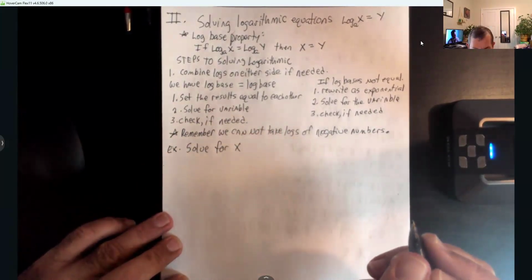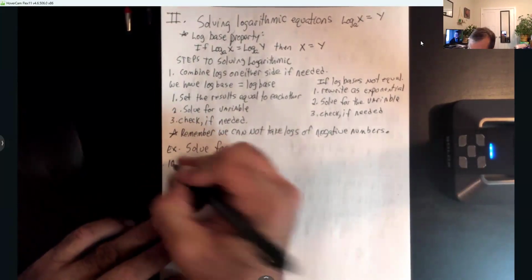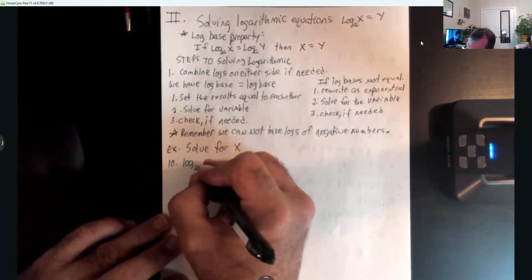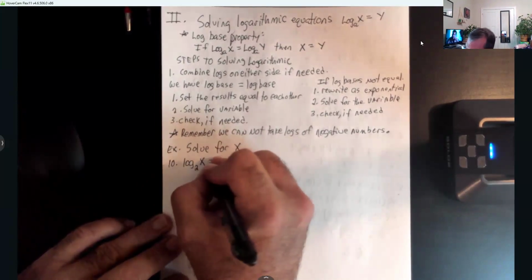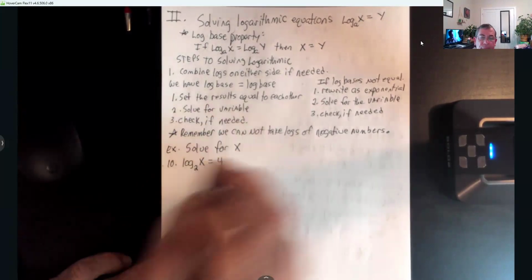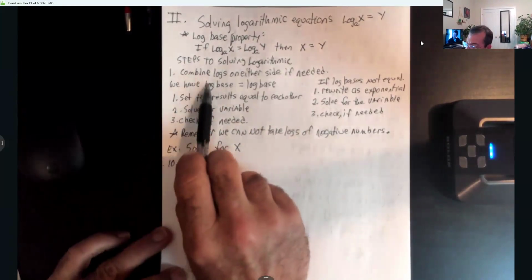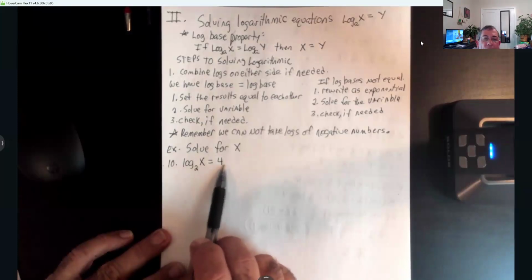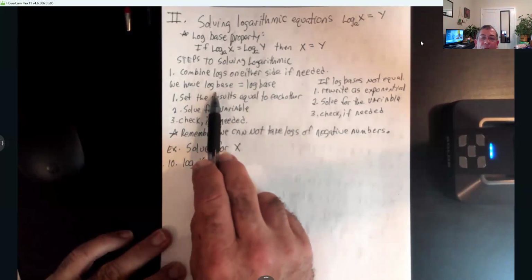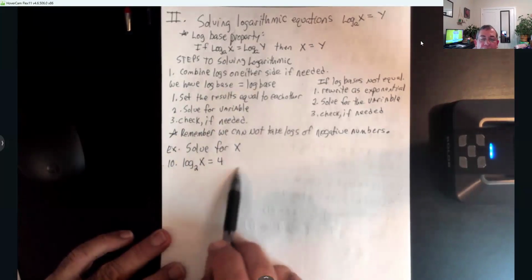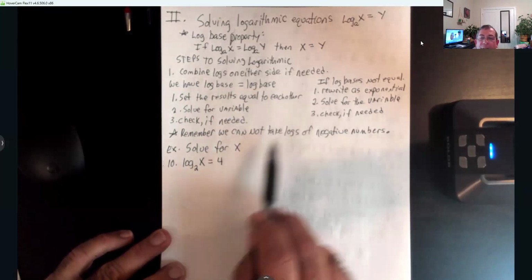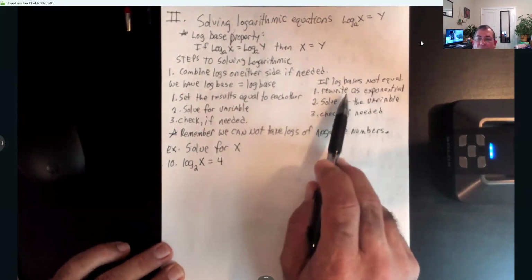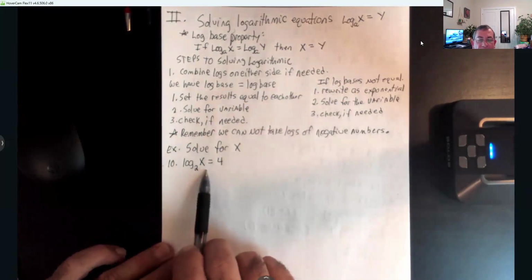All right, y'all, same thing as a while ago. Solve for x. These will start at number 10. Log base 2 of x equals 4. All right, so I don't need to combine logs on either side. I've only got one log on the left side and none on the right. Now, I don't have a log base equal to a log base because I don't even have a log on the right side. So I got to go to this case. If the log bases are not equal on each side, it says rewrite as exponential.